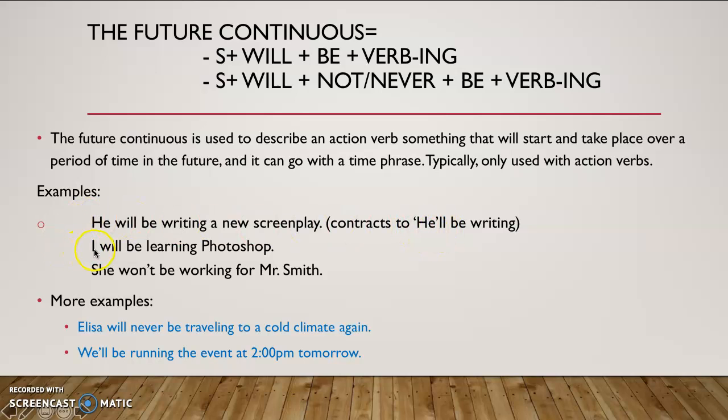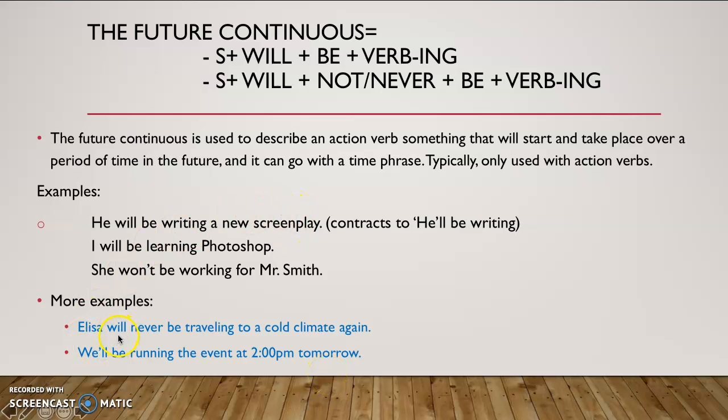Second example, I will be learning Photoshop, or I'll be learning Photoshop. Third example, she won't be working for Mr. Smith. A few more examples. Elisa will never be traveling to a cold climate again. And we will be running the event at 2:00 p.m. tomorrow.